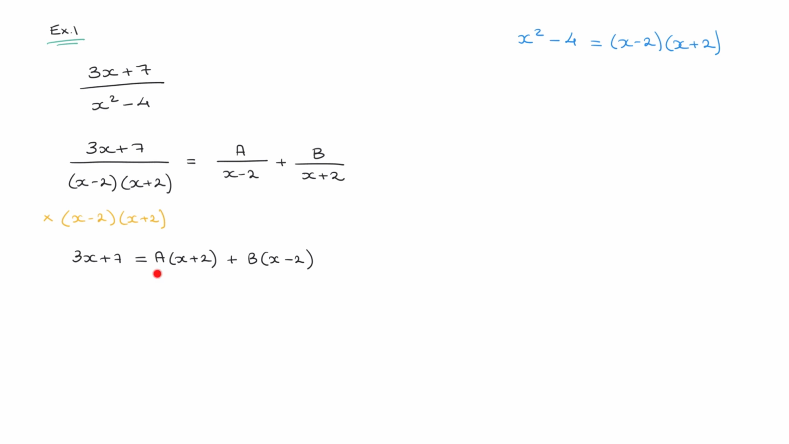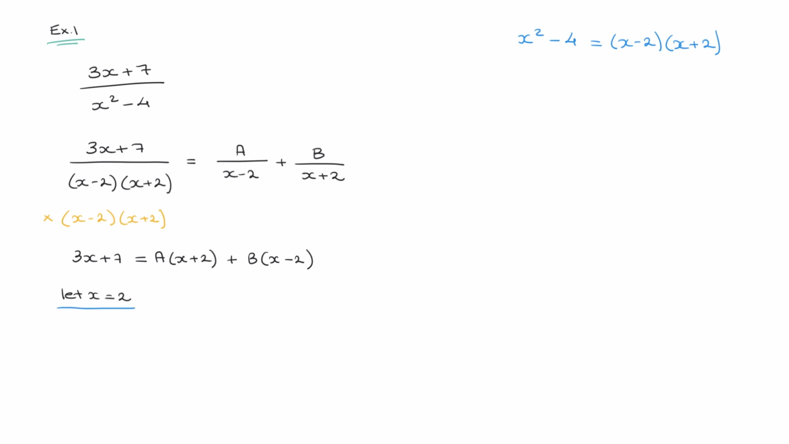And now to find what a and b are, I'll work in 2 steps. The first step will be to replace every x I see in this equation by 2. That will allow me to figure out what a is. Once that's done, I'll replace all the x's I see in this equation by negative 2, which will allow us to figure out what b is. Here's what I mean. So I'll start by saying let x equal 2.